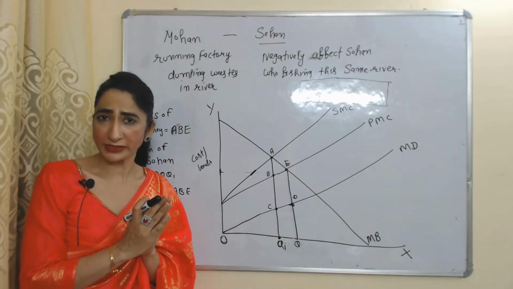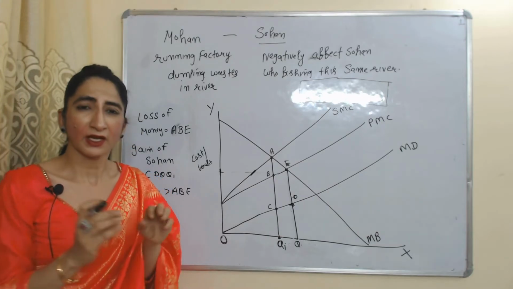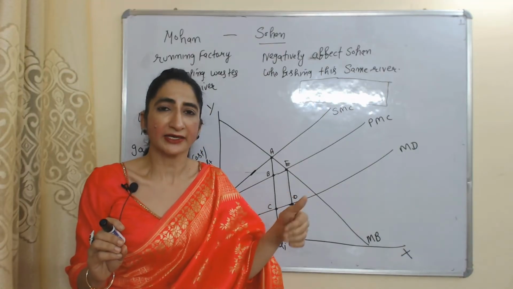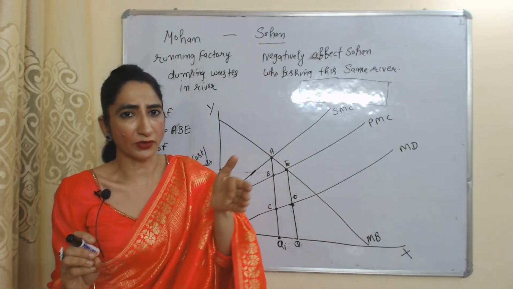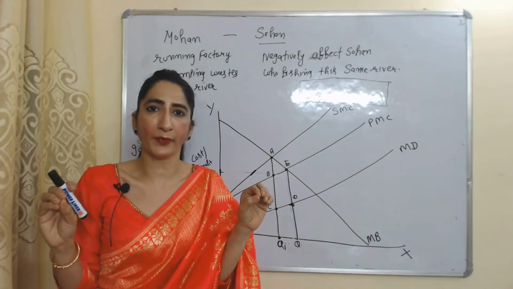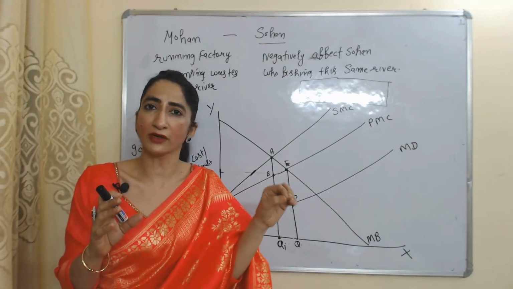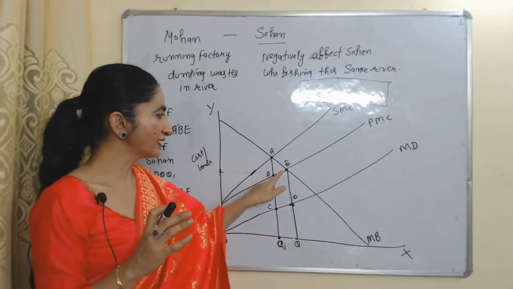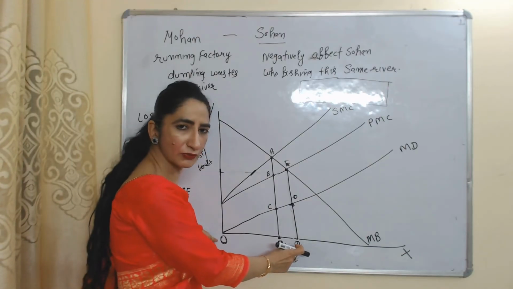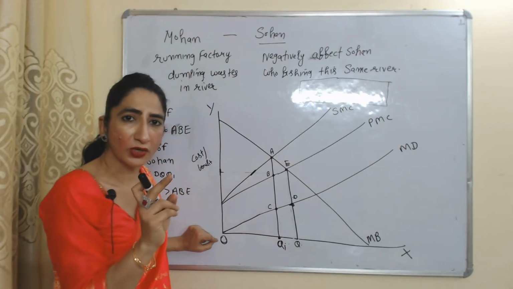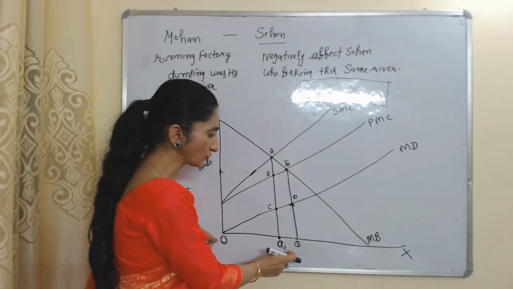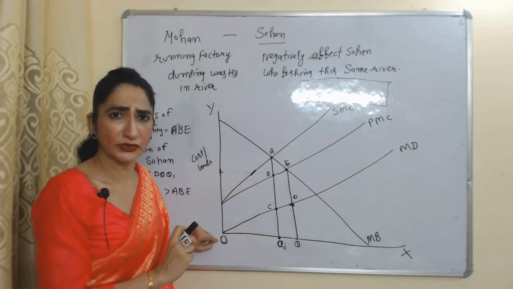We will continue with our previous example. We have two individuals, Mohan and Sohan. Mohan is running a factory and dumping all its wastage in the river, and it is negatively affecting Sohan because Sohan is fishing in the same river. And here we assume only Mohan has the property right. In such a case, Sohan will compensate Mohan. Initial equilibrium point is E. At this equilibrium point, Mohan is producing OQ amount of output. Now, Sohan will request Mohan, please reduce your output from OQ to OQ1 and I will compensate your loss.